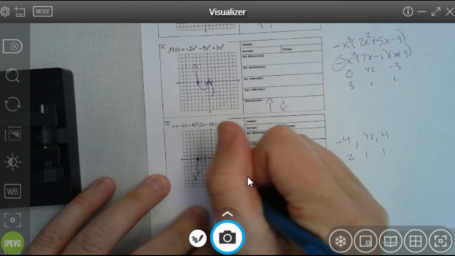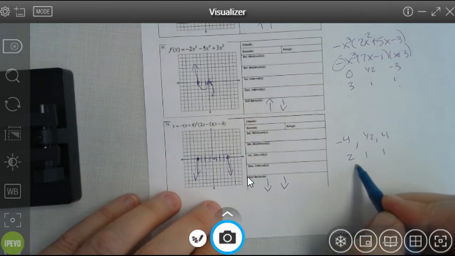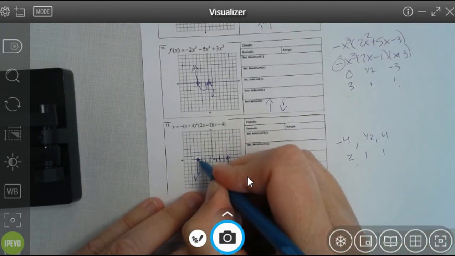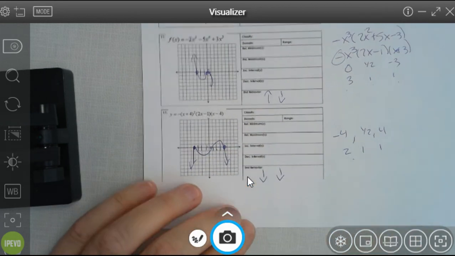So it goes down, down. Multiplicity of 2 means it's going to bounce at that point right there. So it kind of goes like this, and then a smooth curve from there.